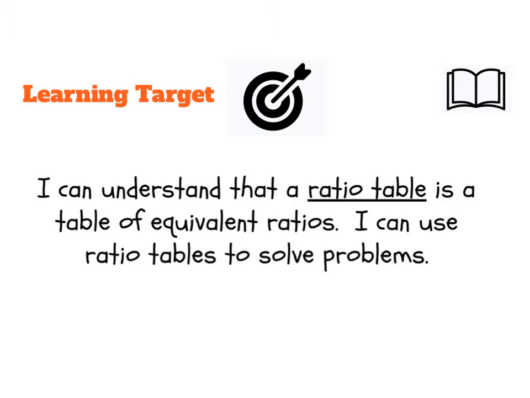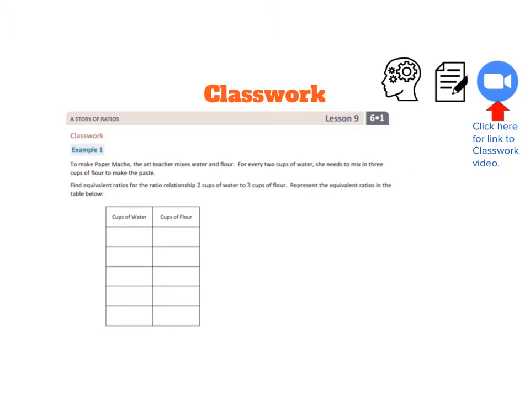Well, hello. We are taking a look at Lesson 9 classwork, and this starts on page 85 in your student book. The learning target for this classwork is: I can understand that a ratio table is a table of equivalent ratios, and I can use ratio tables to solve problems. So it's just sometimes important to figure out what our target is.